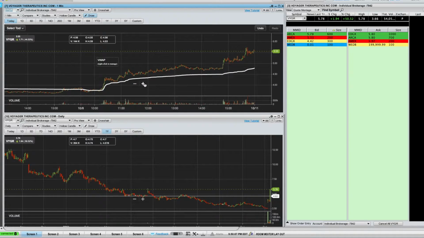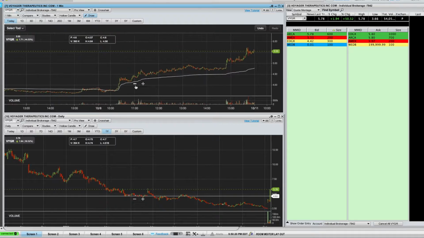Okay, so I caught this in the morning, probably about right here. And what I mean by caught it is I saw this play. And my thesis with this play was that towards the end of the day, it's going to spike up and finish off towards new highs.